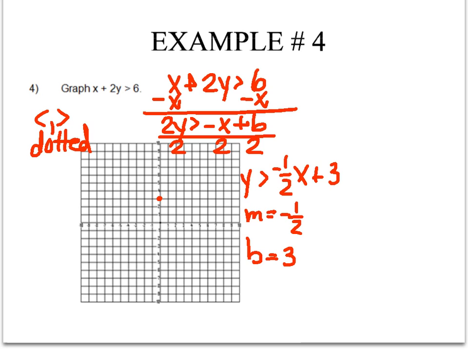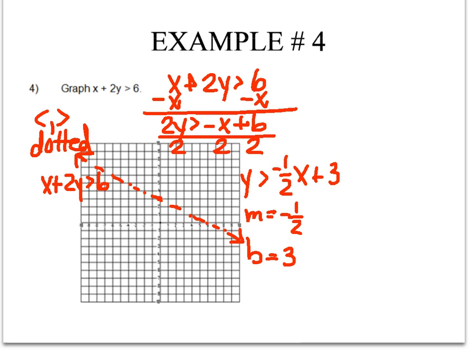At positive 3 on the y-axis, I am going to count down 1 over 2, down 1 over 2, down 1 over 2, and I'm going to keep doing that in both directions, consistent with the pattern of the line, so that I can use my ruler to draw a nice, straight, dotted inequality. And then I'm going to label it with the original x plus 2y is greater than 6.